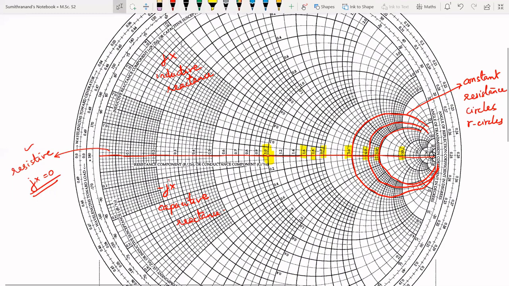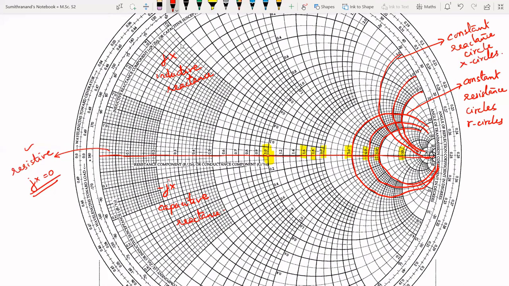Now, on the positive reactance side, you can see a circle or a part of a circle or a curve here. Here there is a curve. Here there is another curve. Now here there is another curve. And these are known as constant reactance circles, or X circles.